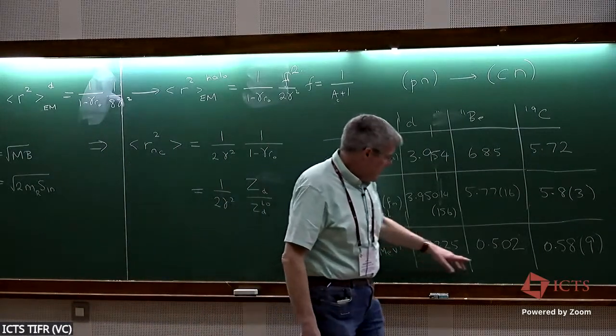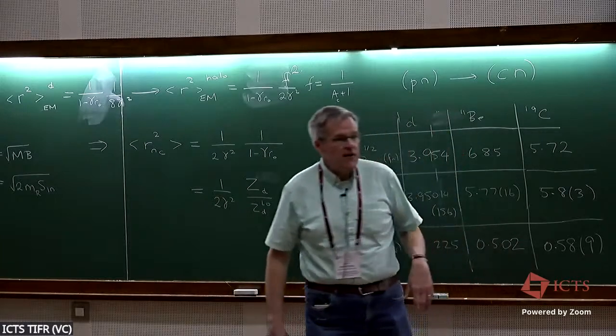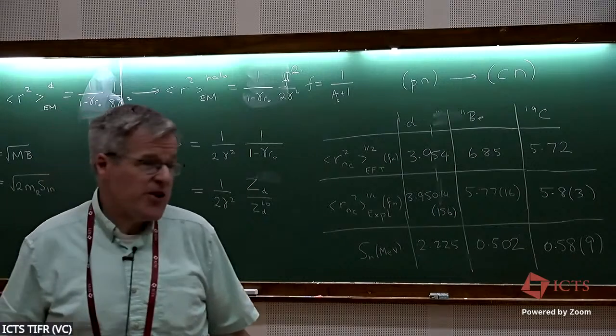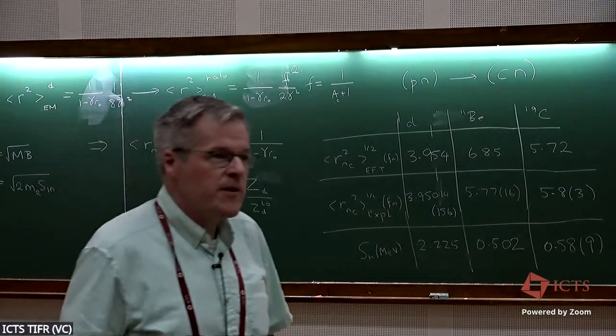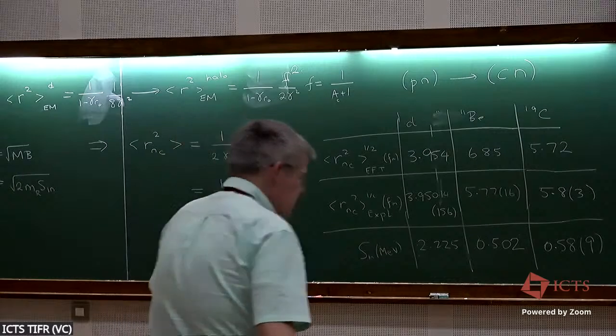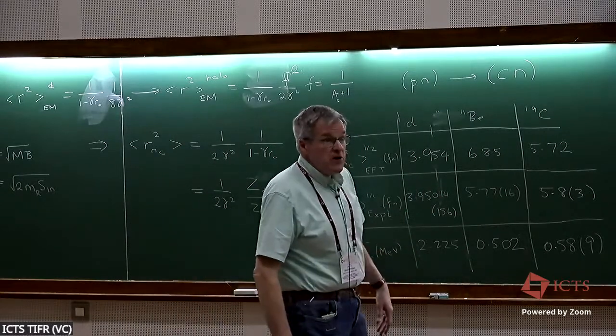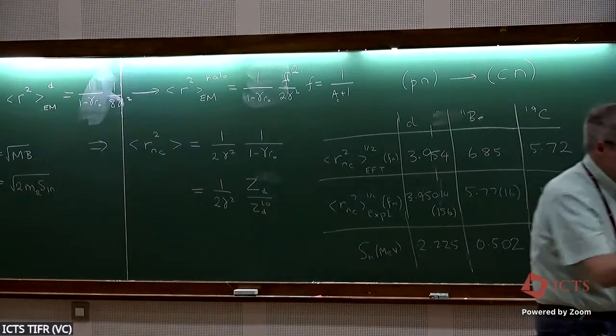So these last 2 are bound by 500 or 600 keV. And the reason I did that was just to show you that all of them are bound by substantially less than 8 MeV per nucleon. So they are all systems for which this description of a halo should be a useful way to think about the system. Yes.